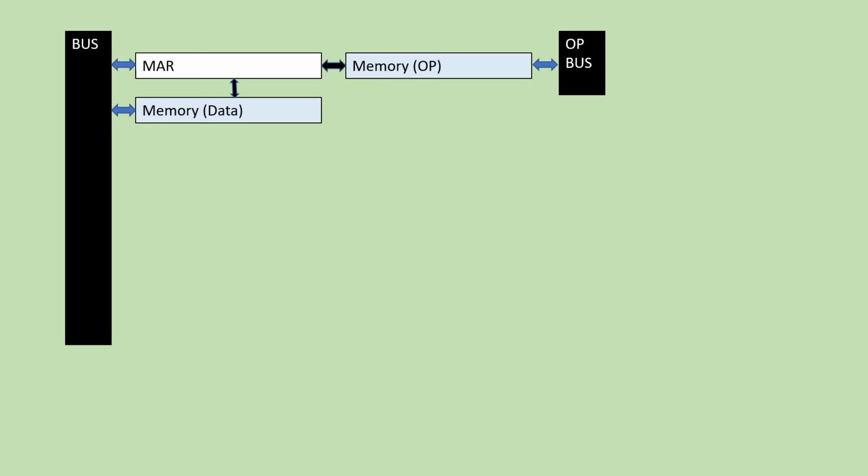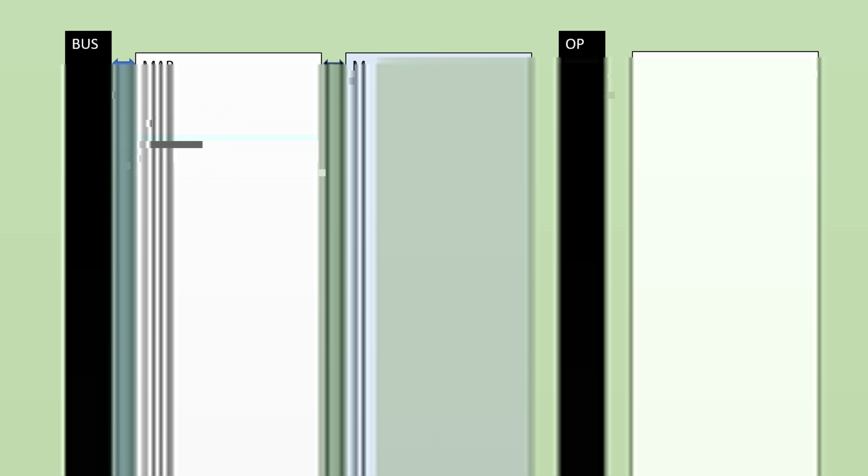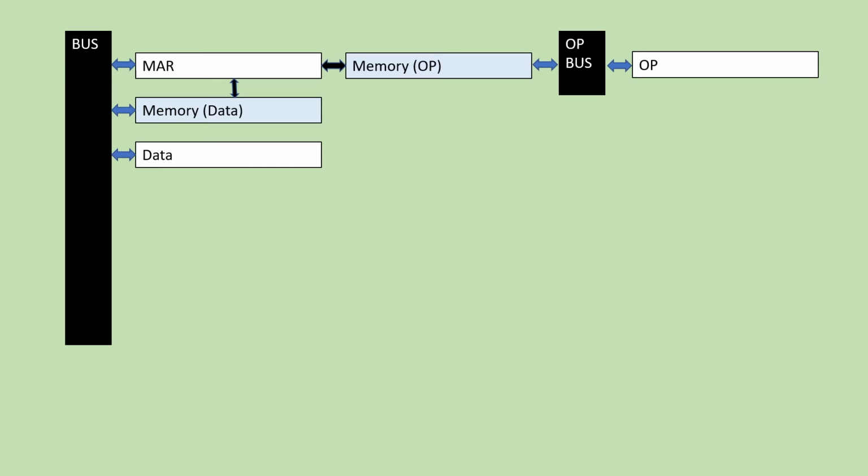The data memory has a built-in I/O register which is connected to the main bus, and the op memory has a similar built-in I/O register which is connected just to the op bus, because this is how we're going to manage to deal with fetching both of these things at once. And then once they have been fetched, the relevant bits of data can go into either the data register, which is a register on the main bus, or the op register, which is a very specific register and is connected just to the op bus.